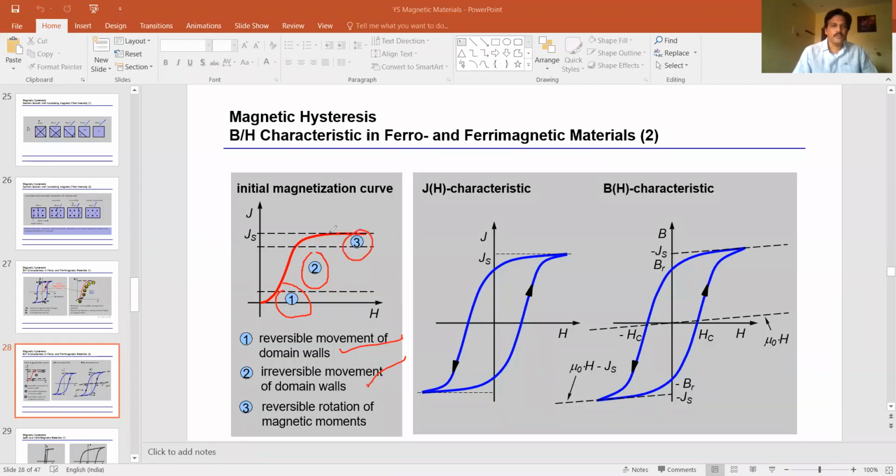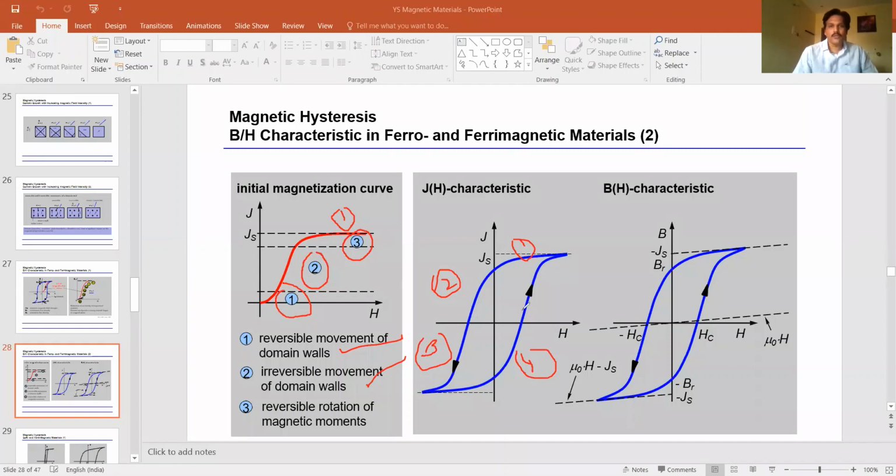If you try to decrease the field, they trace a new path, as I showed here. Which quadrant is this in? It is in quadrant 1. This is quadrant 1, this is quadrant 2, this is quadrant 3, this is quadrant 4. These are the different types of materials.